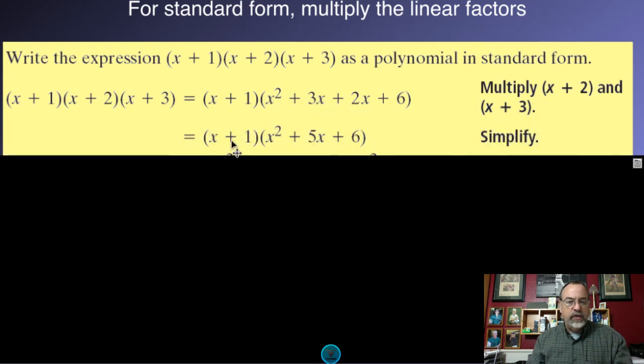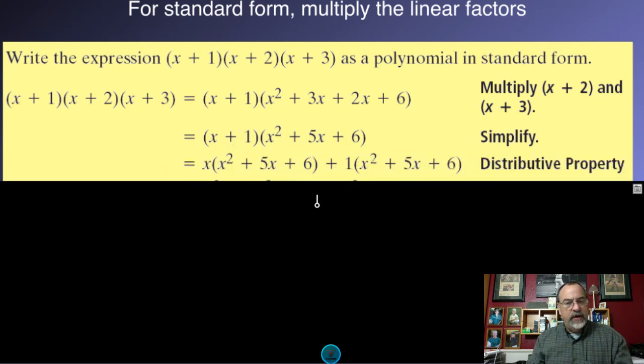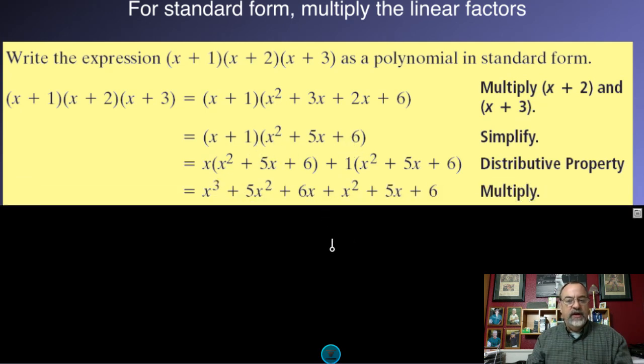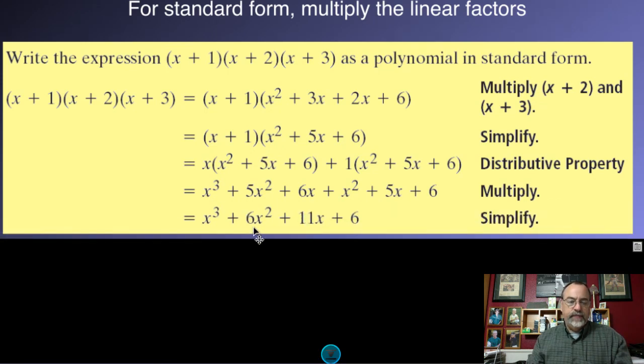So now we have this trinomial times the binomial, and now we use, again, the distributive property, multiplying this x times each of these, and this 1 times each of these. We have this then. Then we simplify by adding like terms, and we have our polynomial in standard form.